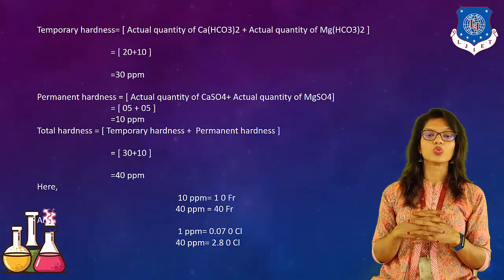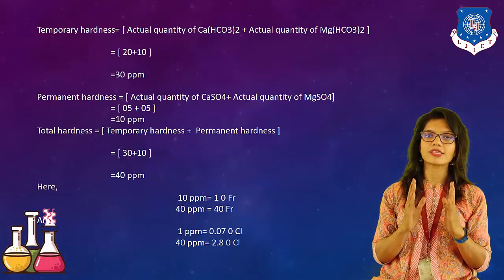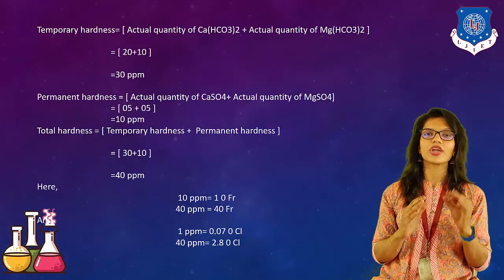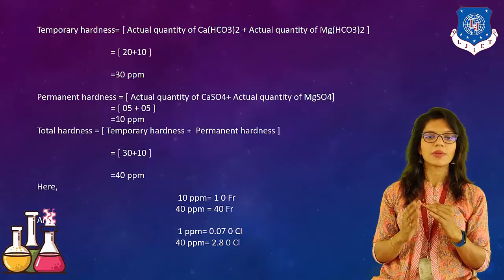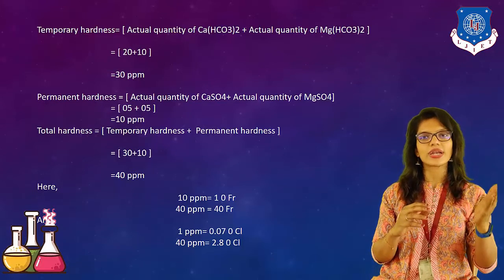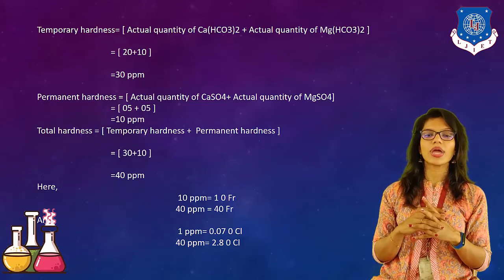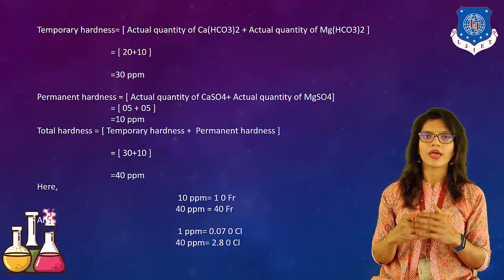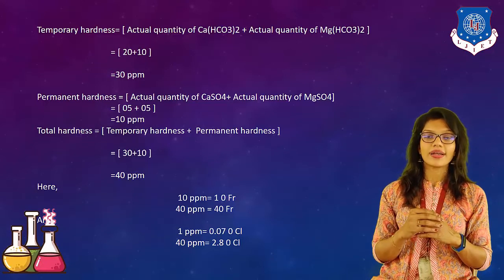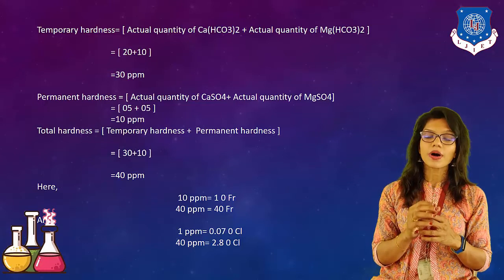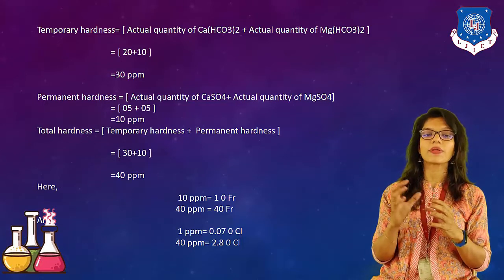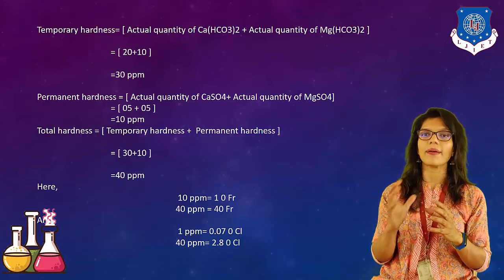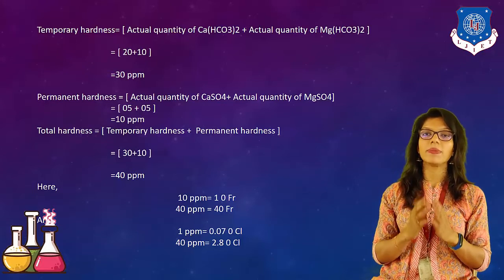Now what we will do is calculate the temporary hardness first. The equivalent quantity of Ca(HCO3)2 plus the equivalent quantity of Mg(HCO3)2 becomes 30 ppm, as we have calculated in our previous slide. In a similar way, if we calculate the permanent hardness, it becomes 10 ppm. Now total hardness is equal to permanent hardness plus temporary hardness. So it becomes 30 plus 10, which is 40 ppm. Here we get it in ppm.